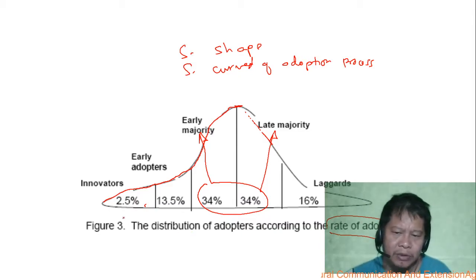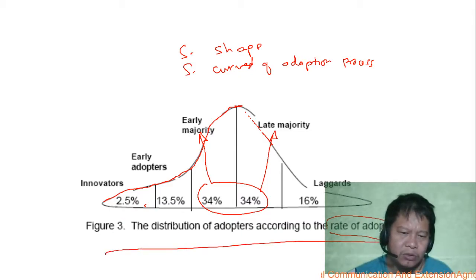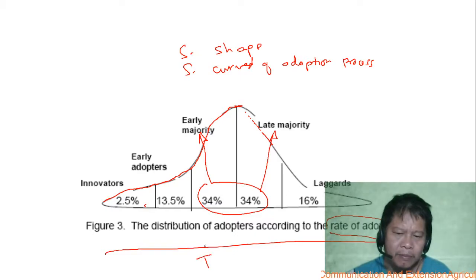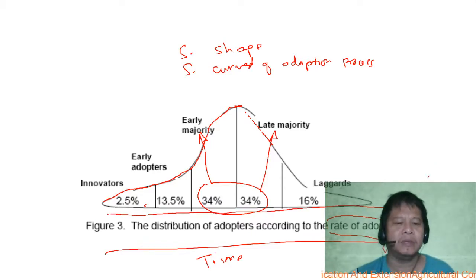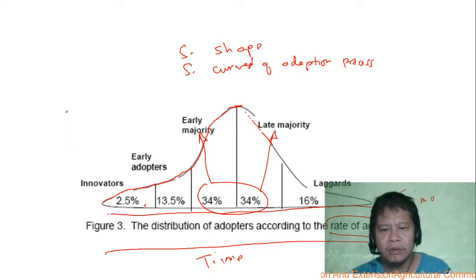Actually, this is time. Ito dito is true time. So, makadugay ang panahon, magkadaghan, hantod magagamay na po ang pag-adapt. That is true time. Kung imo na siyang i-graph, this is number of adapters.